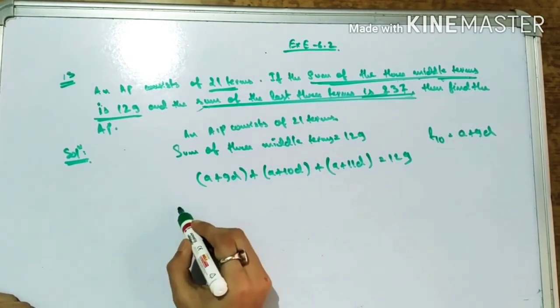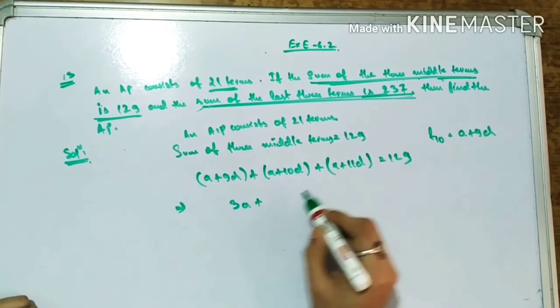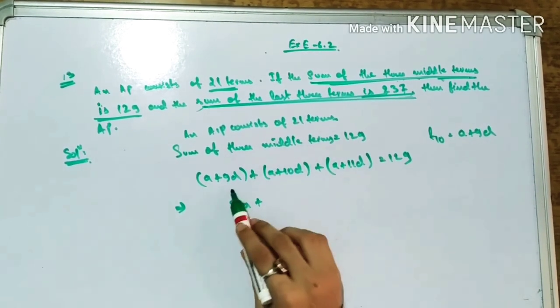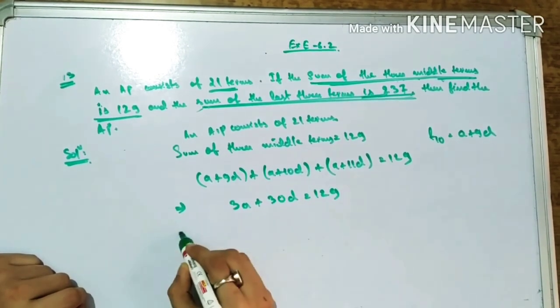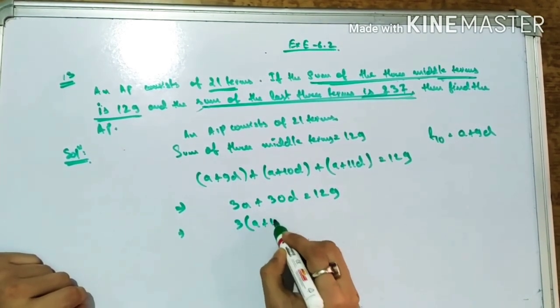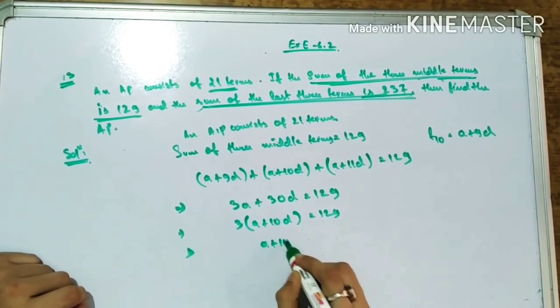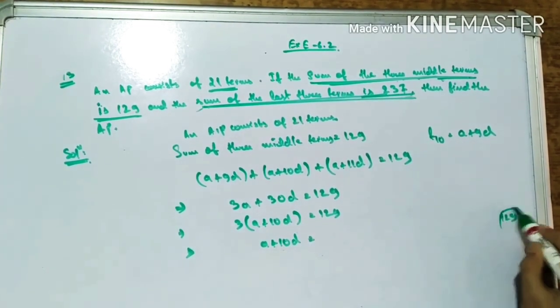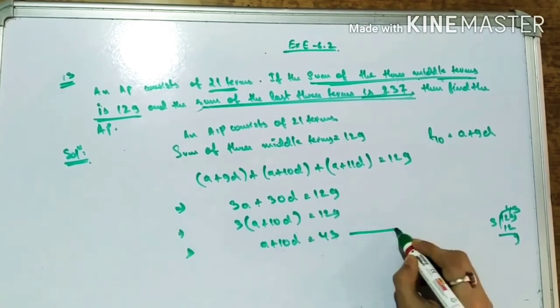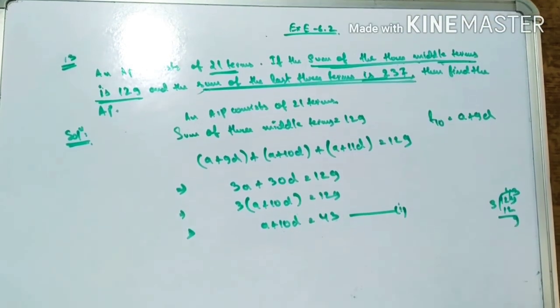Understand, this is equal to 129. Now if I add this, I will get 3a plus 30d is equal to 129. Taking 3 common, a plus 10d is equal to 129 divided by 3. 129 divided by 3, 3 4s are 12, 3 3s are 9, I will get 43, and this will be our equation number 1. Understand, this will be our equation number 1.